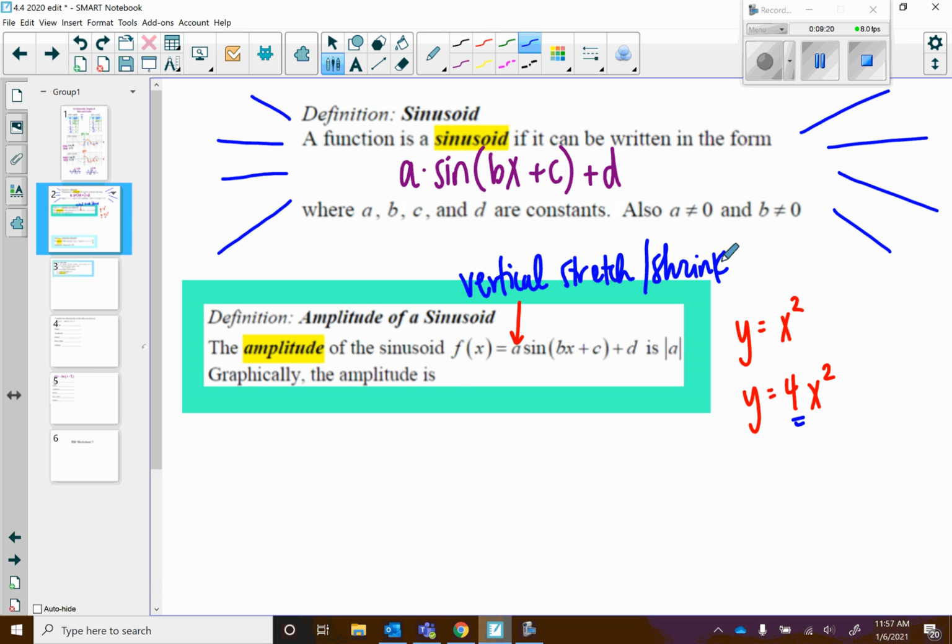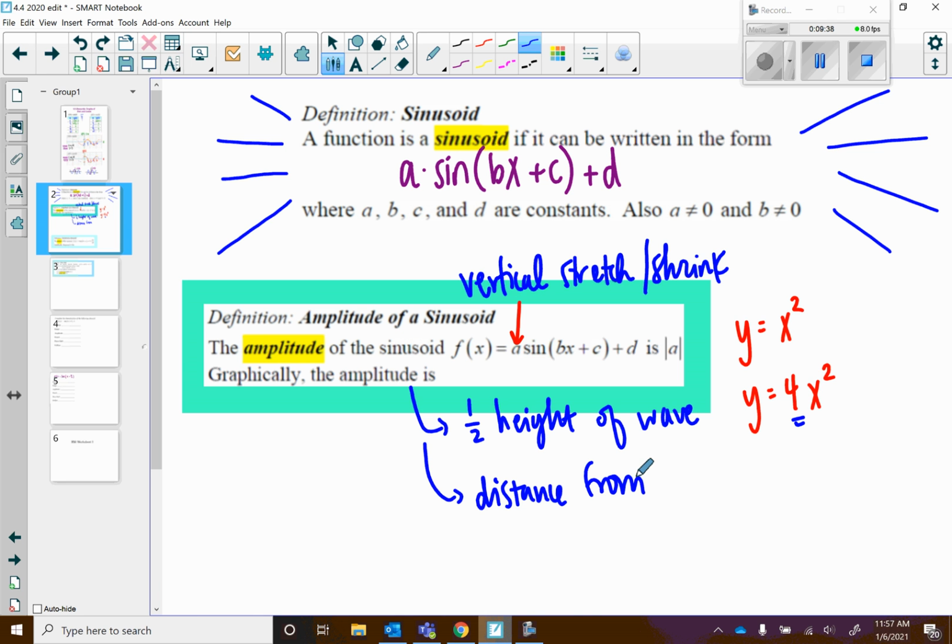Graphically, our amplitude is, there's two ways we can write this. Either I can say it's half the height of the full wave, or you can kind of consider it as the distance from the maximum to the midline.